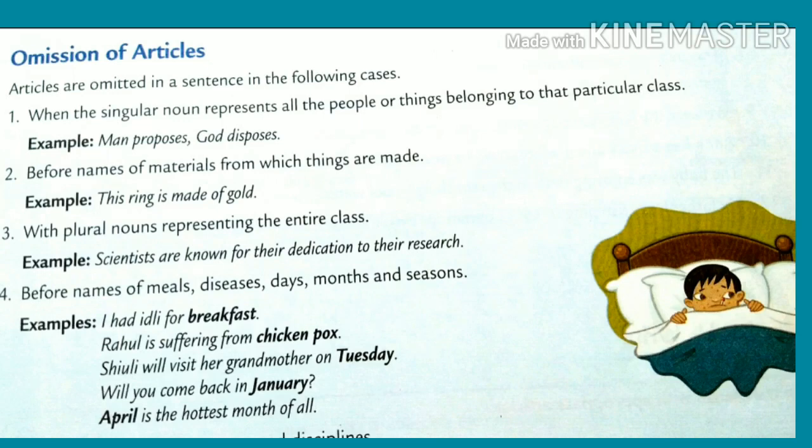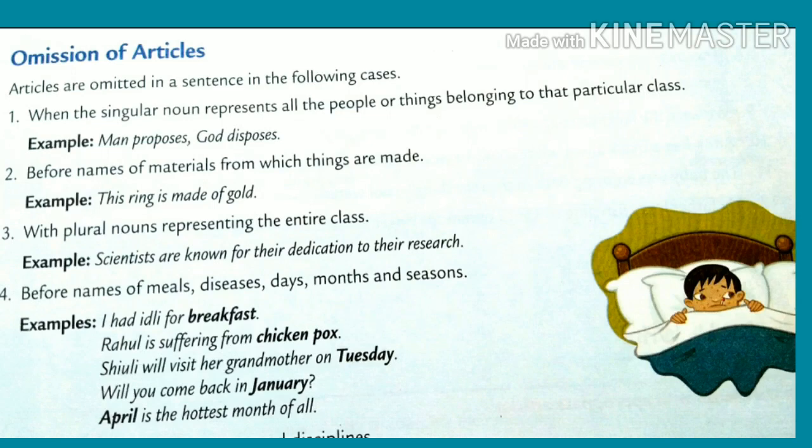We should not use articles before names of meals. I had eaten breakfast. No articles before meals. Rahul is suffering from chicken pox. It is a disease. There is no article before it. Shiyuli will visit her grandmother on Tuesday. Before days, we should not use articles.